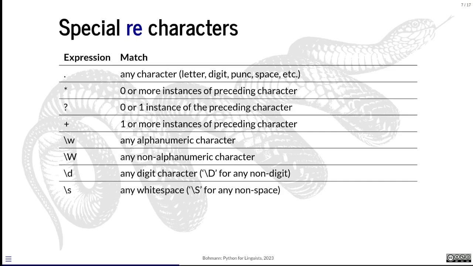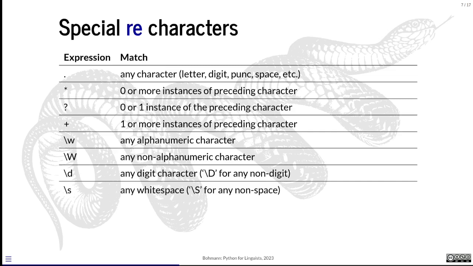So the period, full stop character, just matches any character, a letter, digit, space, anything at all. Any one character is matched by a period. So it's the wildcard symbol. The next three things don't in and of themselves match a character, but they modify what is to be done with the character they follow. So an asterisk following a given character basically looks for 0 or more instances of that character. Question mark for 0 or 1 instance.